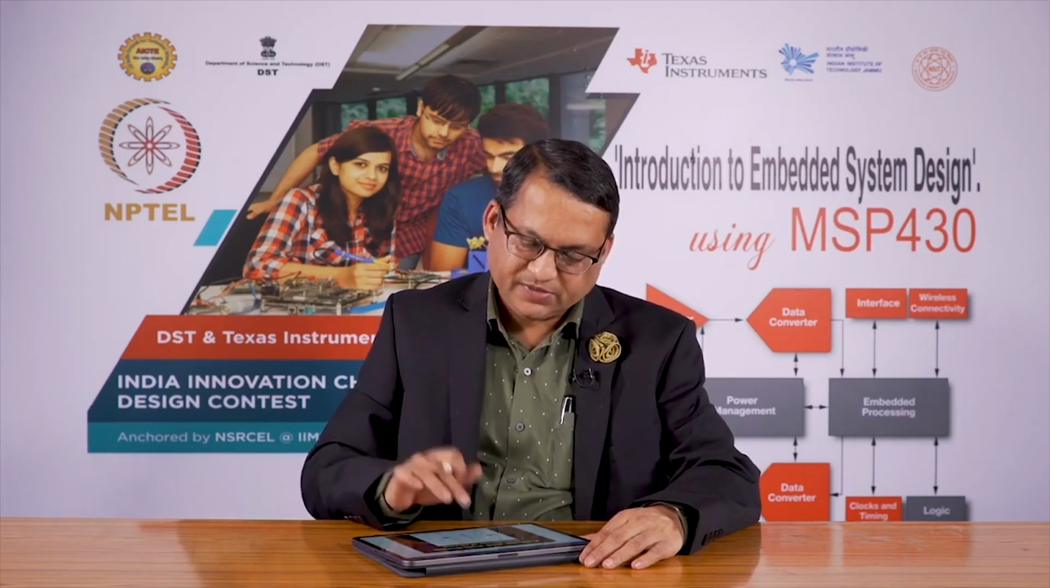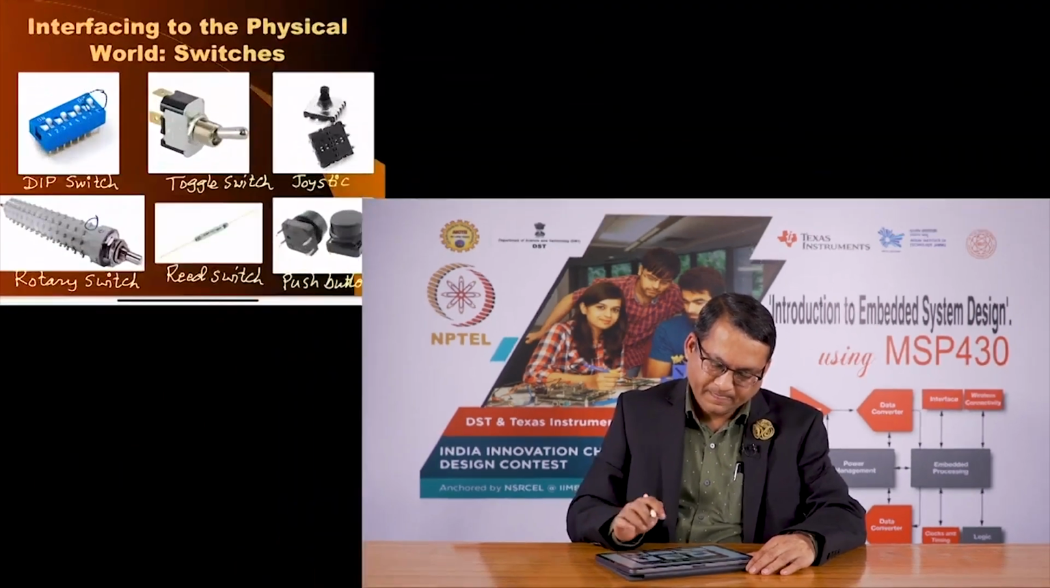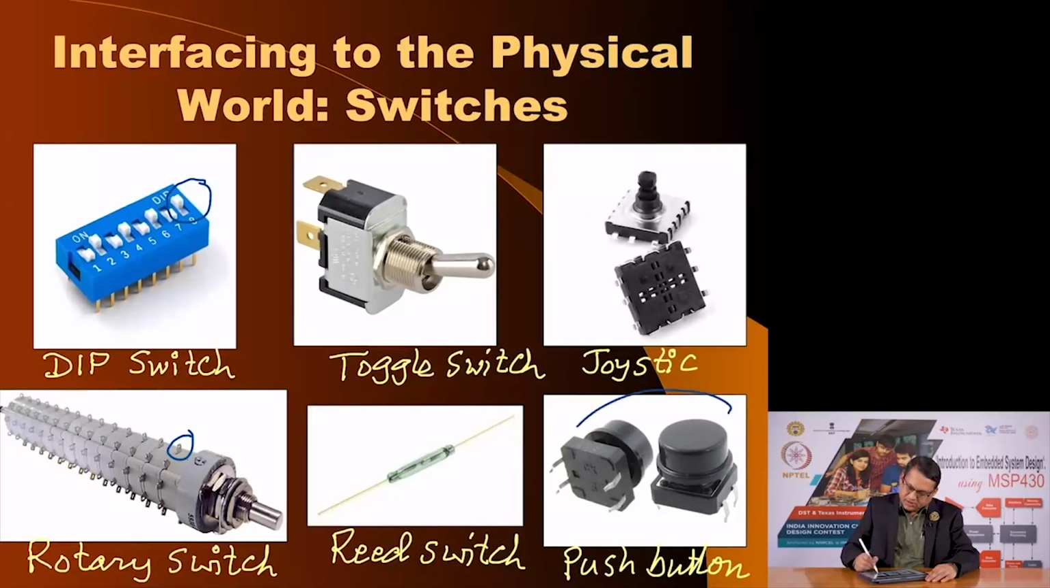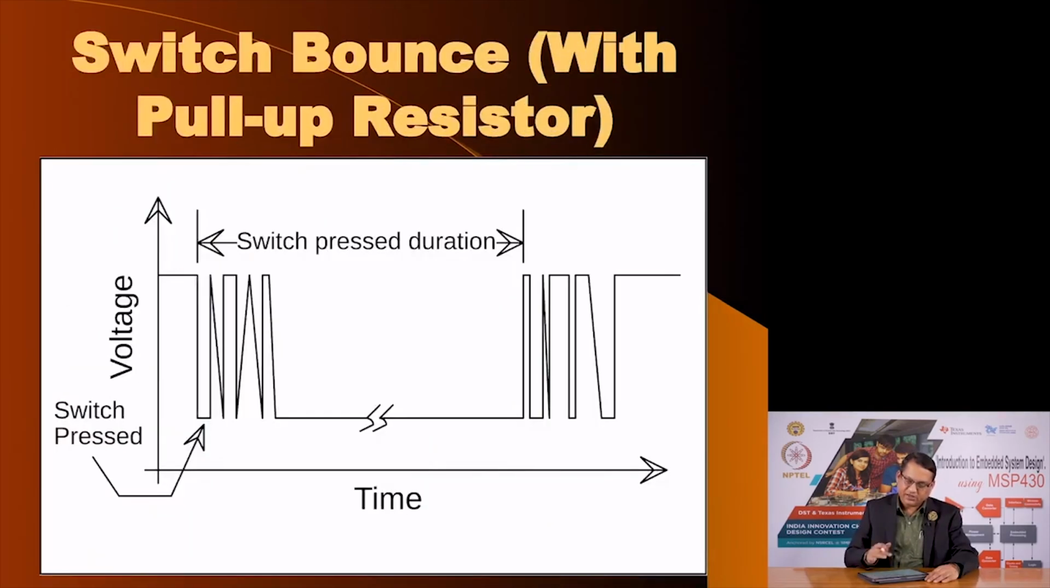Now, the problem with a mechanical switch such as this is that when you press the switch, it does not change the state instantly. In fact, it bounces between the two states for a short duration of time, meaning it is not completely on or off, it is on off before settling to on state if you have pressed it, and when you release again it oscillates between these two states before settling to the off state. And this feature of a mechanical switch is called switch bounce.